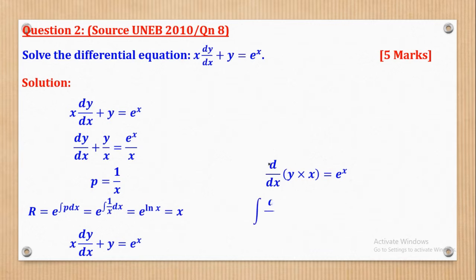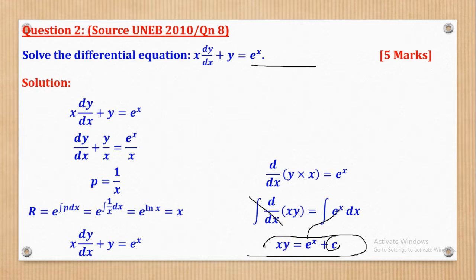Then from there, put integrals on both sides. So this effect cancels, you remain with xy, but here integrating e^x, you'll come up with e^x plus c. Now here they didn't give us the initial conditions, meaning that they only wanted this general solution.